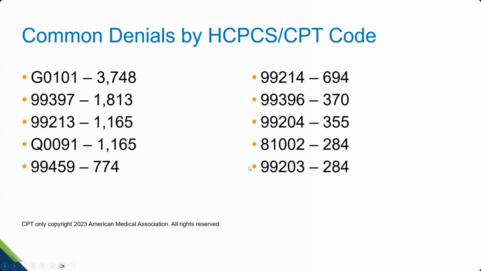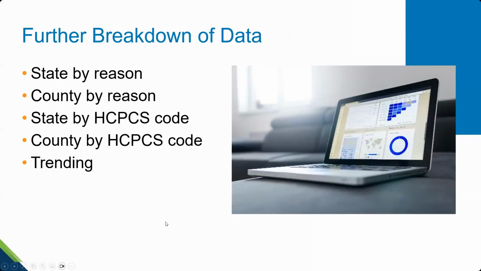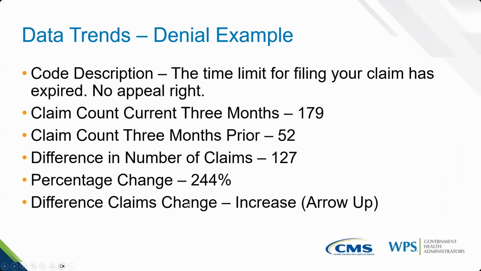So a lot of these rejections and denials that I talked about are really fairly simple fixes, those that are the most common, and we can save a ton of money, the Medicare Trust Fund and you within your offices and organizations, if we can really focus on fixing some of these reasons for adjustments and denials. I mentioned to you earlier that we can further break down our data. We can actually break down as far as county if someone wants. We can also look at trending, and here's an example of trending.